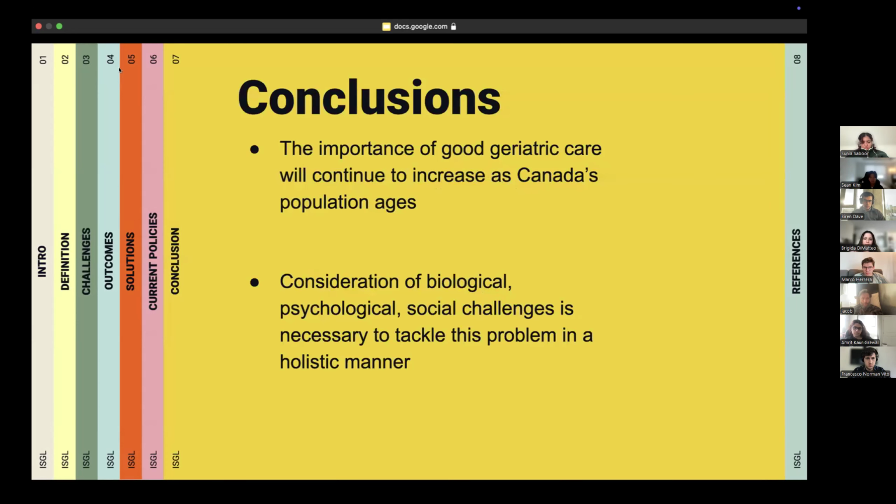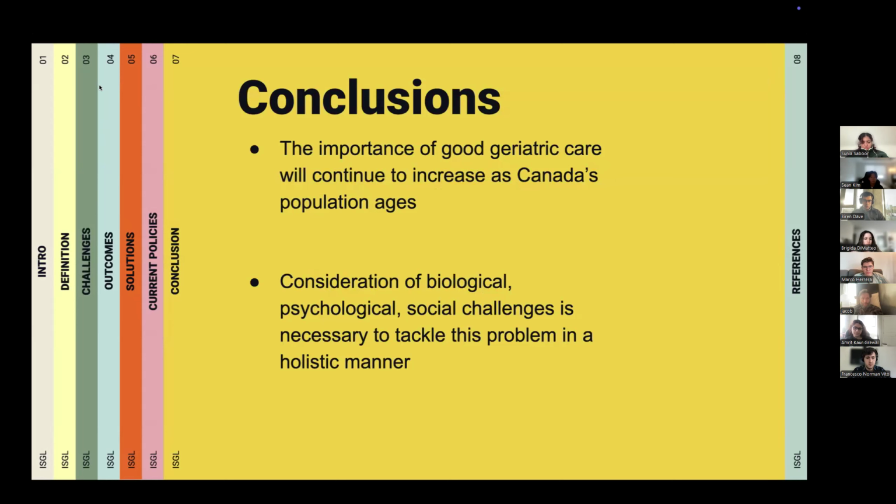And so in conclusion, the importance of good geriatric healthcare will continue to increase as Canada's population ages, and it's important to consider biological, psychological, and social challenges, as this is a complicated problem, and all three of these determinants are necessary to help tackle this problem in a holistic manner.